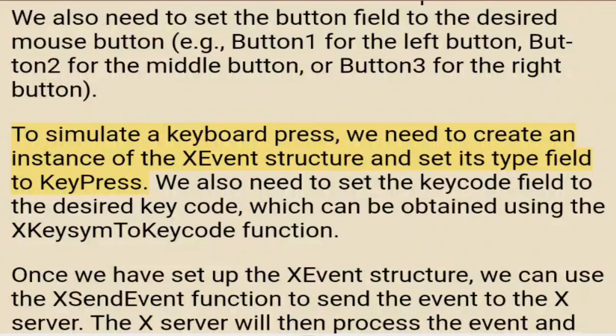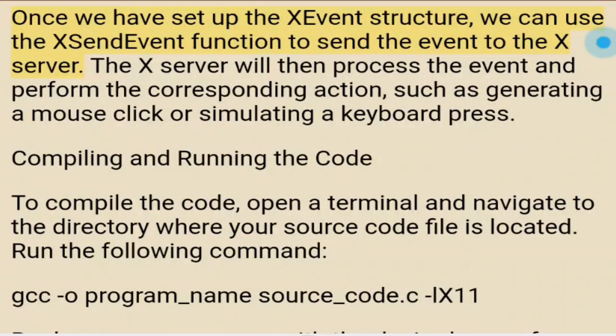To simulate a keyboard press, we need to create an instance of the X event structure and set its type field to KeyPress. We also need to set the keycode field to the desired keycode, which can be obtained using the XKeysymToKeycode function. Once we have set up the X event structure, we can use the XSendEvent function to send the event to the X server. The X server will then process the event and perform the corresponding action, such as generating a mouse click or simulating a keyboard press.